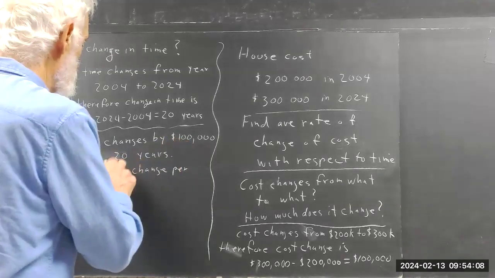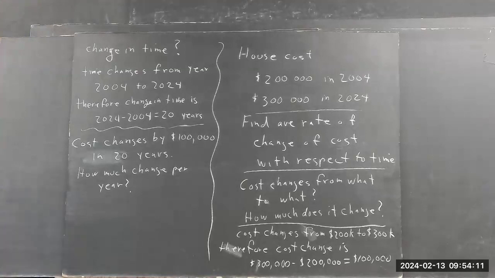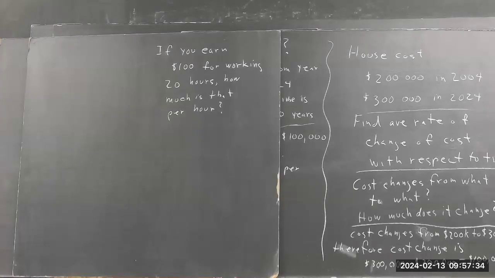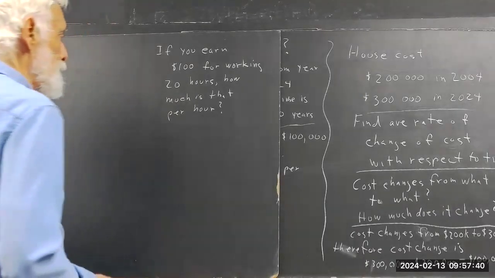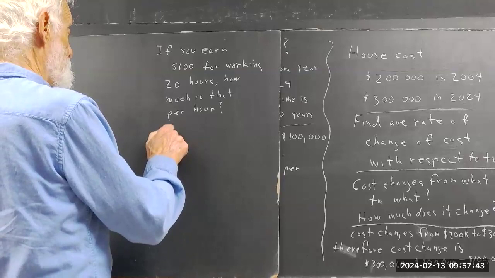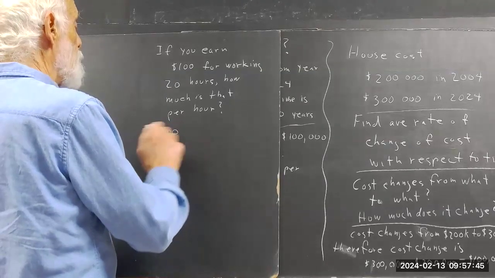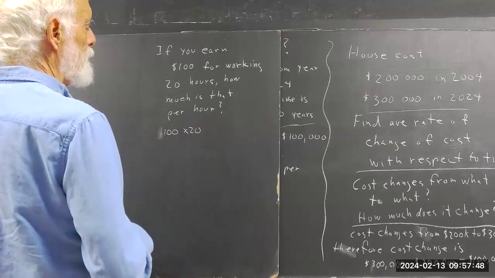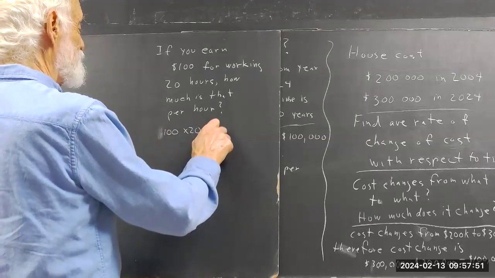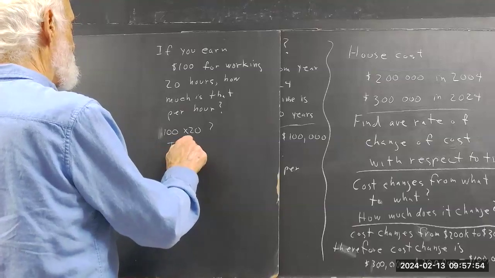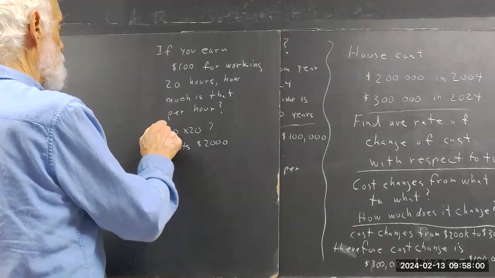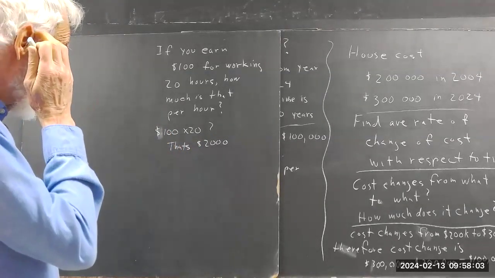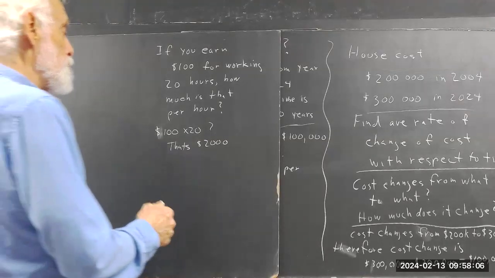The cost changes by $100,000 in 20 years. How much does that change per year? Well, some people got this and some didn't. One of the answers I saw was, well, it's just 100 times 20. We'll do 100 times 20. That's $2,000.